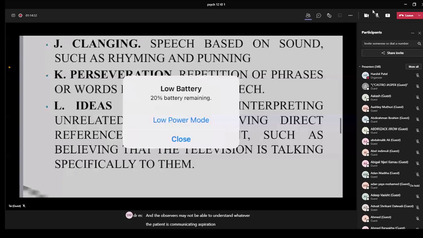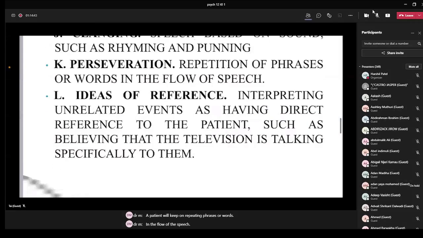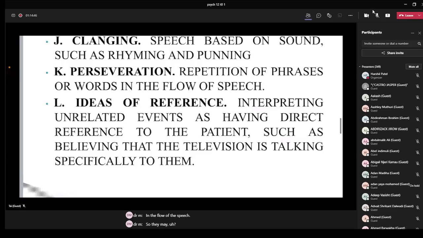Perseveration is a disturbance where patients will keep on repeating phrases or words in the flow of their speech. So they may be answering the question, what is your name? And they will say, Peter. What is your father's name? Peter. What is your mother's name? Peter. They keep on repeating the same phrase, and it is irrelevant to the question that is put to them.